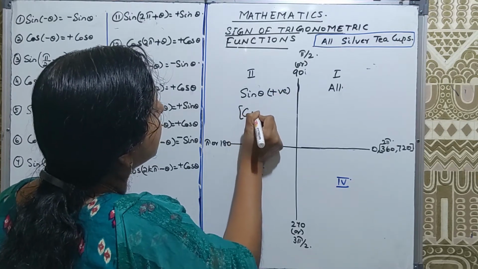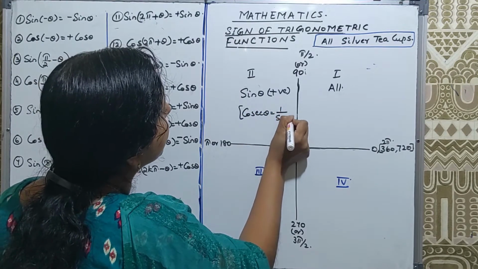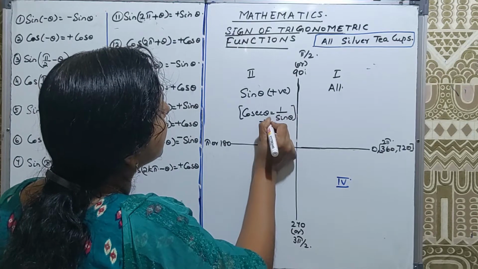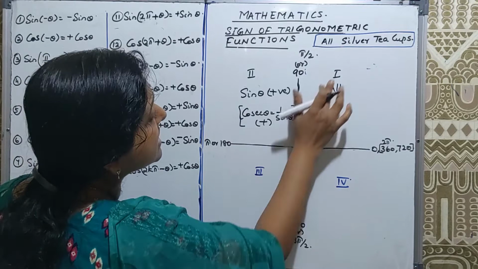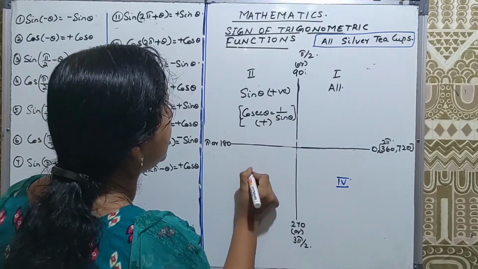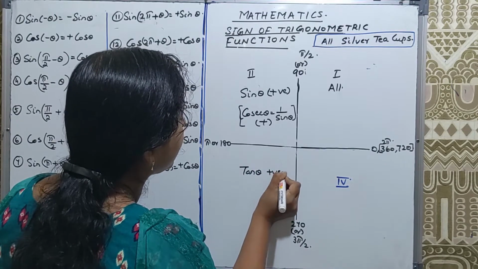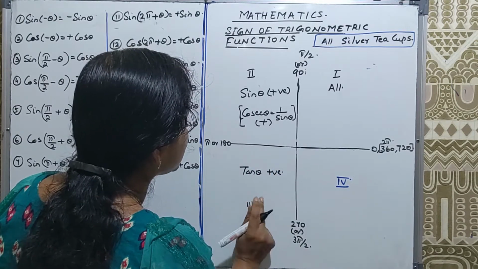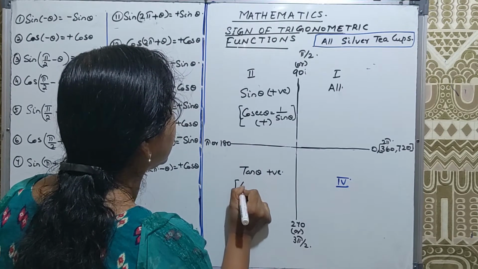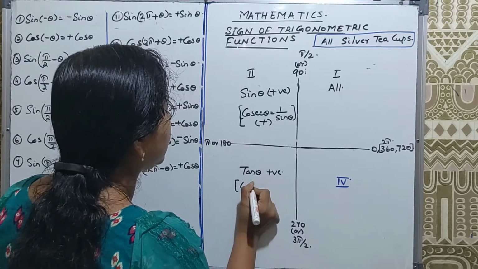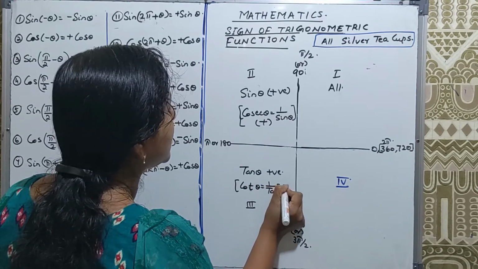and cosec theta is the reciprocal of sine theta. That is also positive in quadrant 1. Now, next one is silver teacups. So, tan theta will be positive, and its reciprocal cot theta, 1 by tan theta, is also positive.